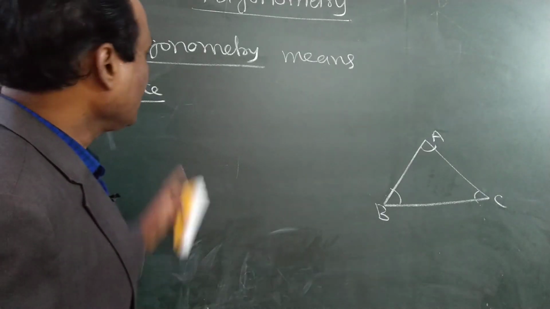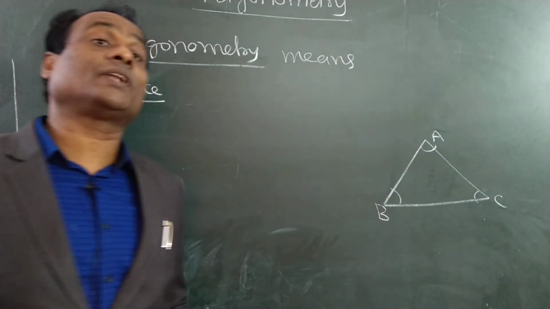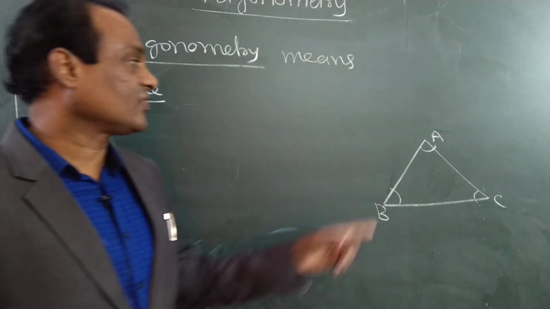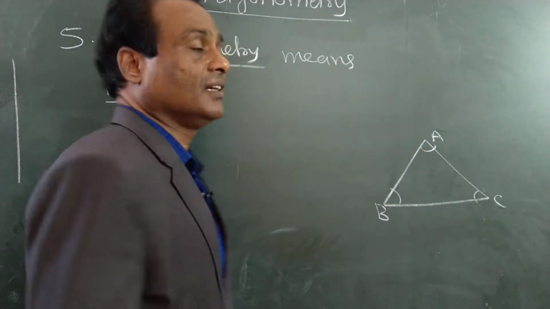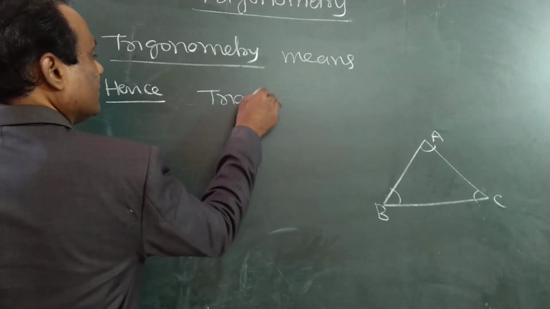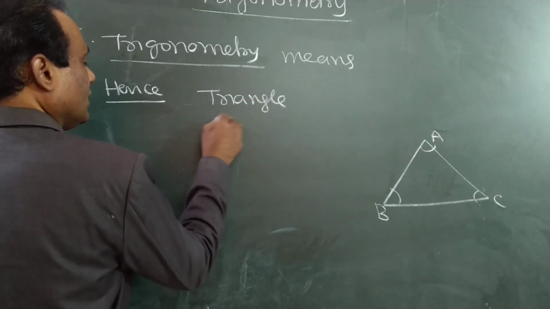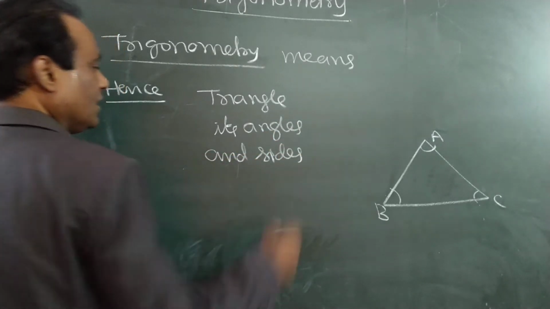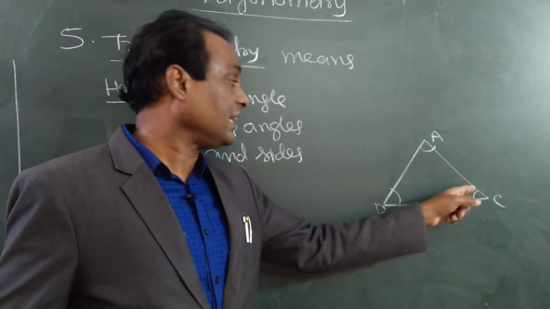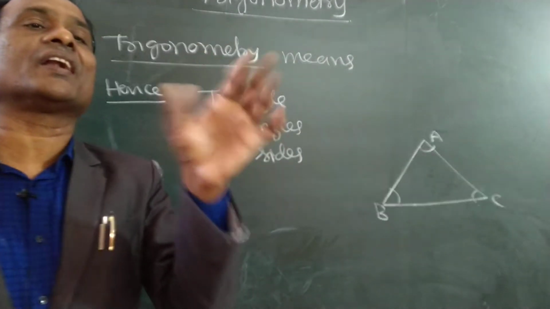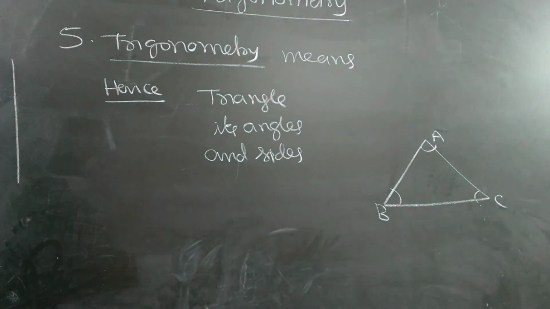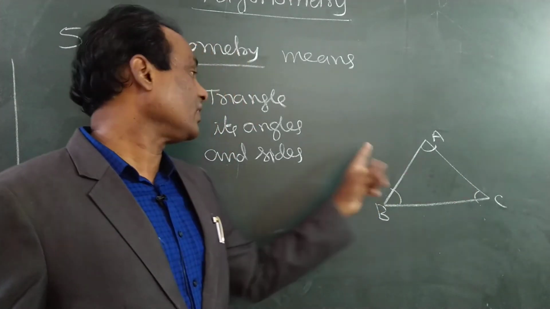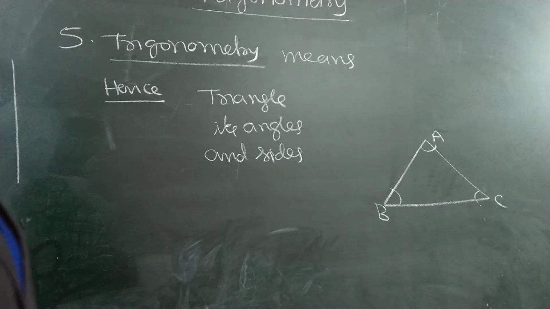Hence, the chapter which deals with the triangle, its angles and sides is called trigonometry. That's all. The chapter which deals with the triangle, its angles and its sides is called trigonometry.